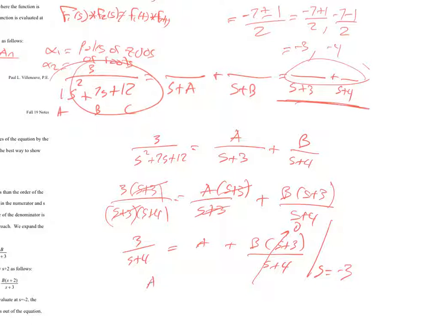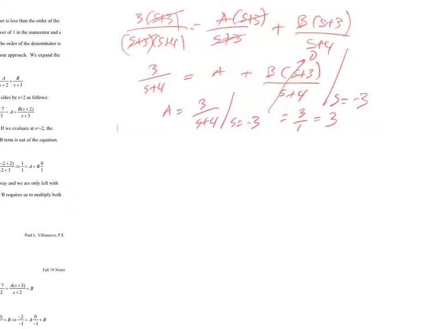So a is going to be equal to 3 over s plus 4 evaluated at s equals minus 3, which is 3 over 1, which is equal to 3. Questions on that one?